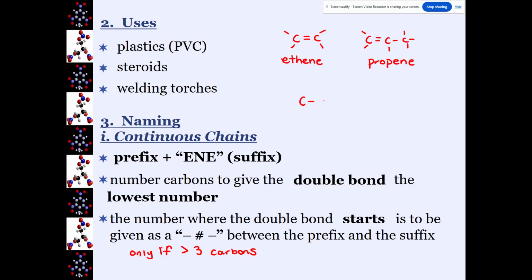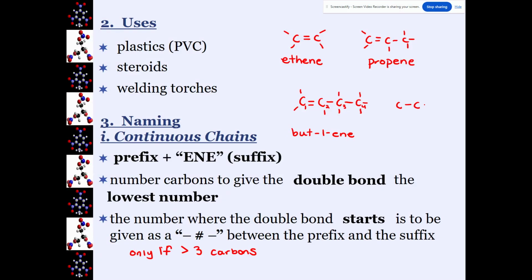Now, when you get more than 3 carbons, okay, then, like I said, my double bond could be in multiple locations. If it's here, then I would number it 1, 2, 3, 4. And now I have to say where the double bond is. So to do that, I say but-1-ene, because the double bond starts on carbon 1.